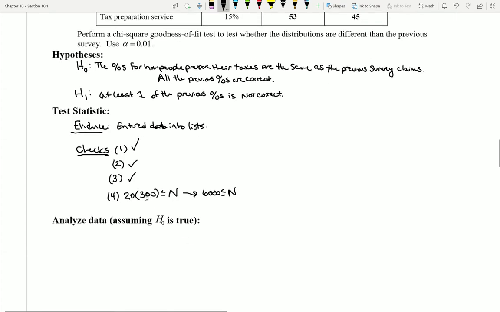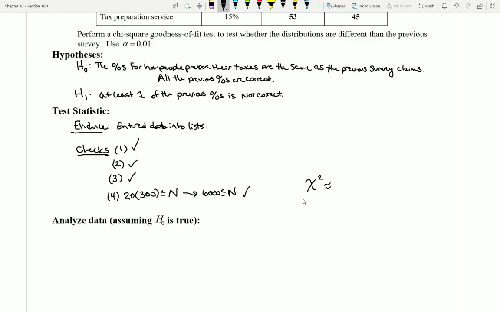So if little n, 300, was the number of people that filled out their taxes, then hopefully capital N, all the people that fill out their taxes, is greater than or equal to 6,000. If we're in the US, I certainly hope that's the case, so I can check that off. And since all the checks are met, I know I can proceed with the test. So I can go ahead here, and I'm going to set up my test statistic value for chi-squared.